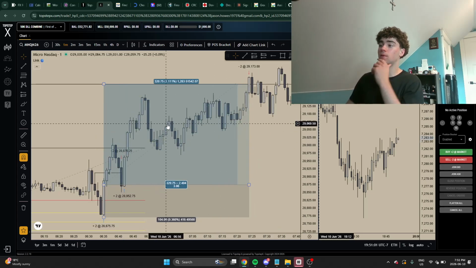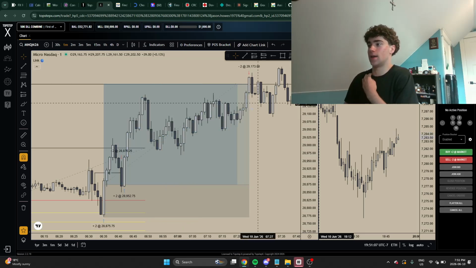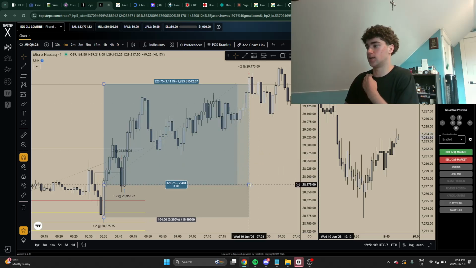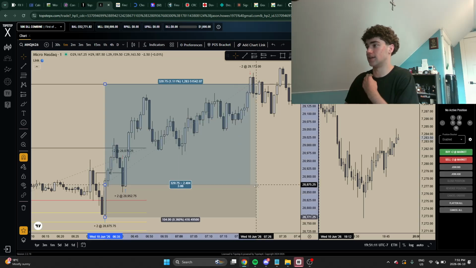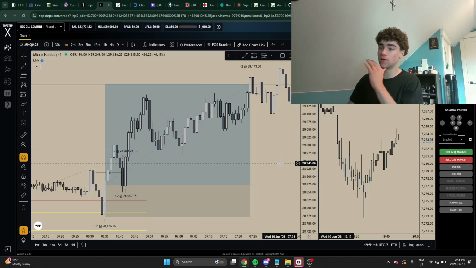I had to sit through all of this chop. Maybe about halfway through this, I had to go to the bathroom. I took forever in there. It took maybe 10 minutes to come back, and we're still in this trade. That's never happened before. This is probably the longest trade I've ever taken, definitely the longest trade I've ever taken on the eval.